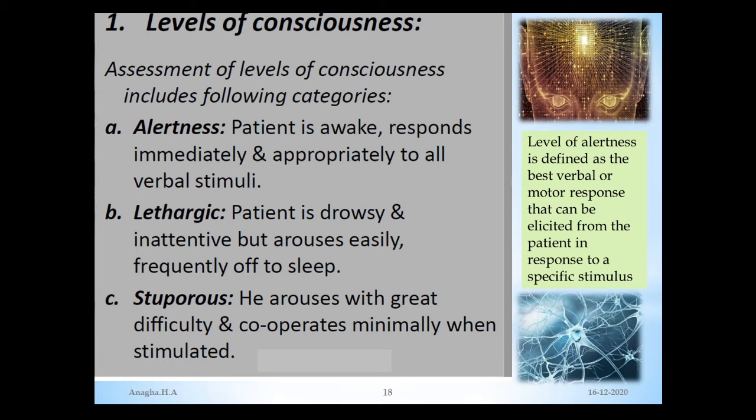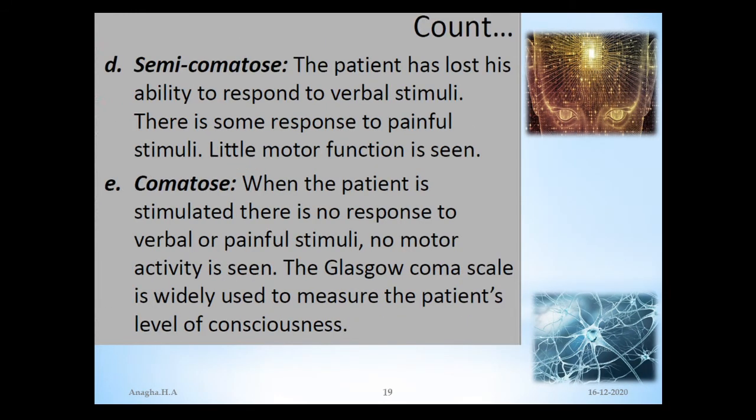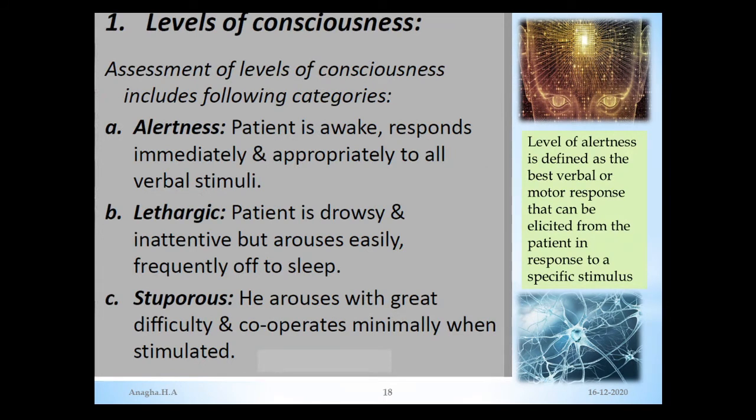So coming to the levels of consciousness, I am sure you know that we normally categorize it as 5 levels of consciousness. So the assessment of levels of consciousness includes the alert, lethargic, stuporous, semi-comatose and comatose. Level of alertness is defined as the best verbal and motor response that can be elicited from the patient in response to a specific stimulus. Keeping this in mind, we categorize it into 5 parts. So in the alert state, patient is awake, responds immediately and appropriately to verbal stimuli. It is not just the immediate response, it should also be an appropriate response.